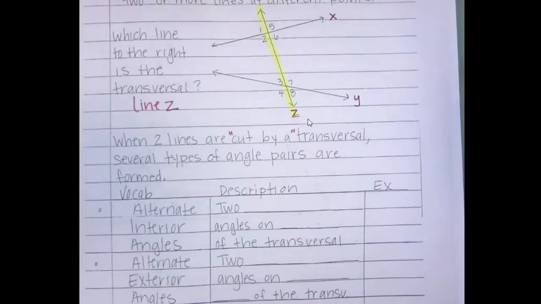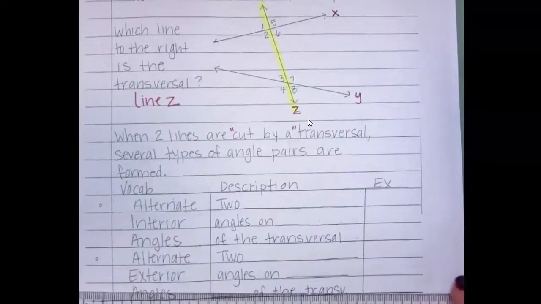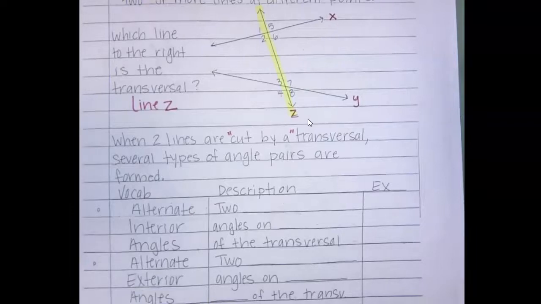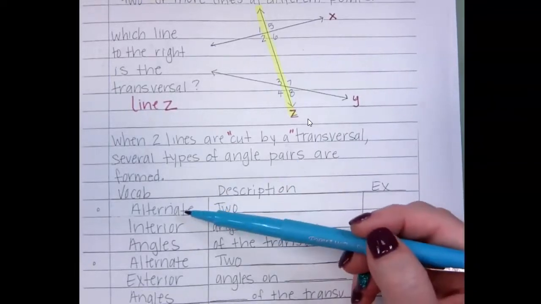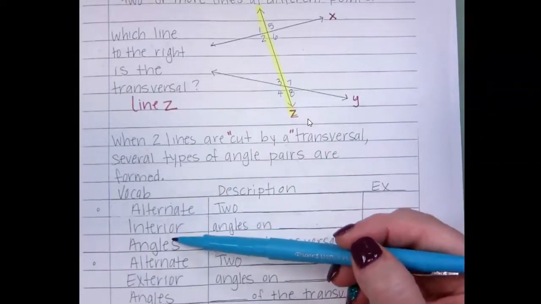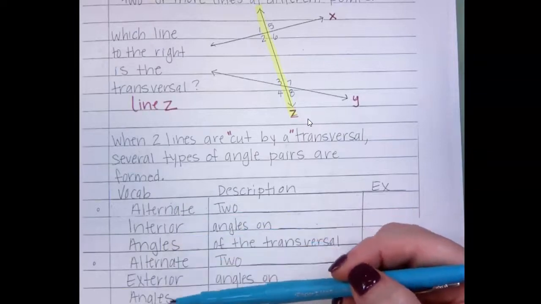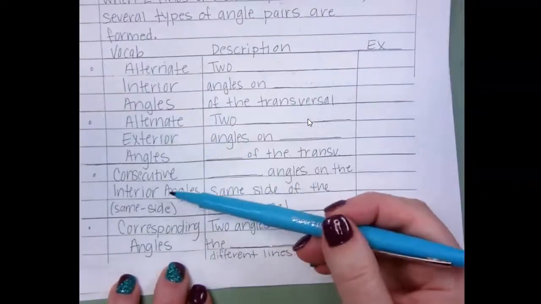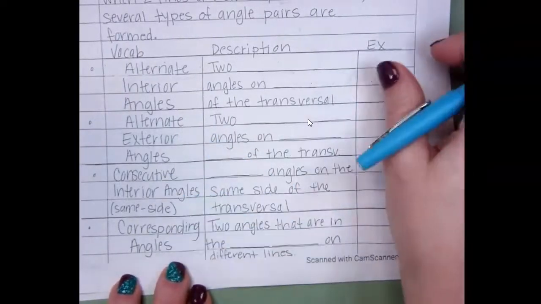All right, our first one, I'm going to use colors because I don't love the way that this kind of came out. The first thing we want to look at here is some of our words. One of them is we have alternate interior angles. We have alternate exterior angles. We have consecutive or interior angles, and we have corresponding.